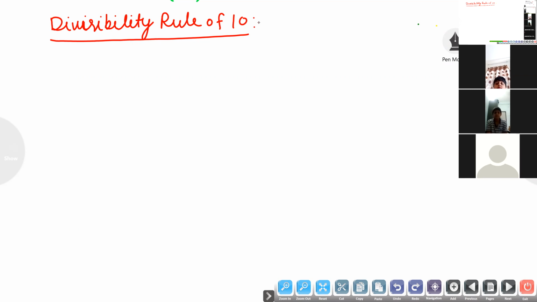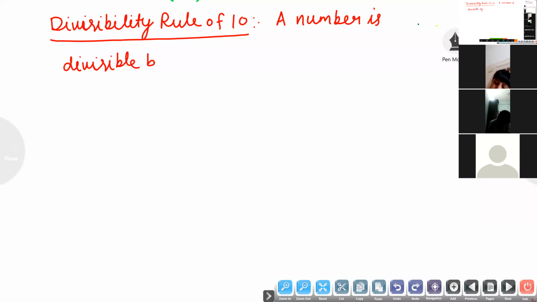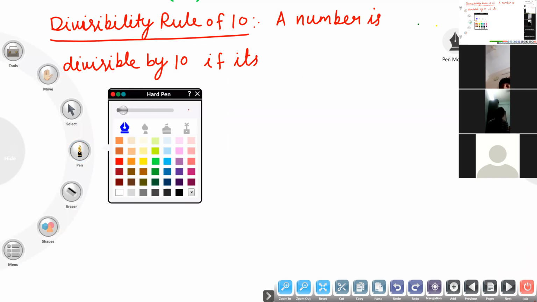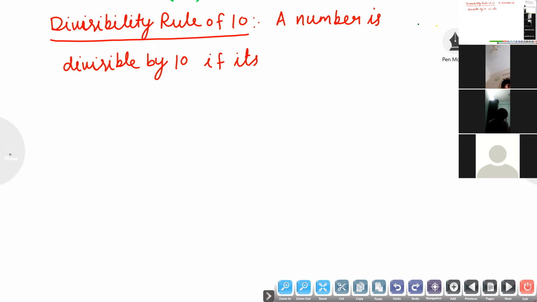Note down. A number is divisible by 10 if its units digit is 0.